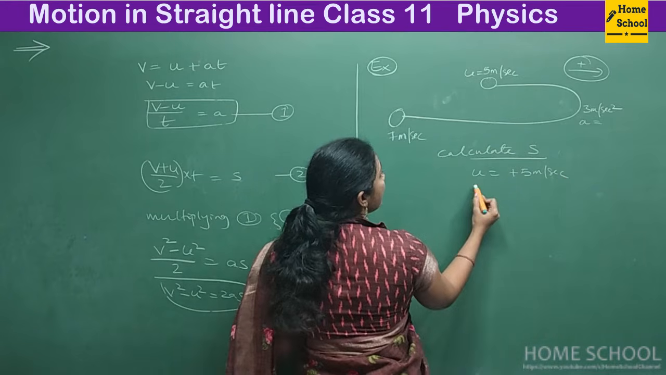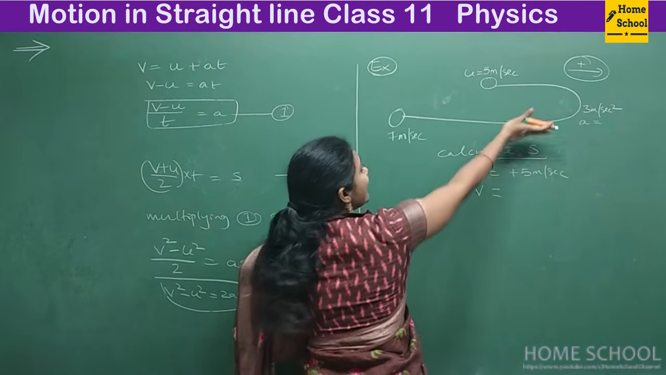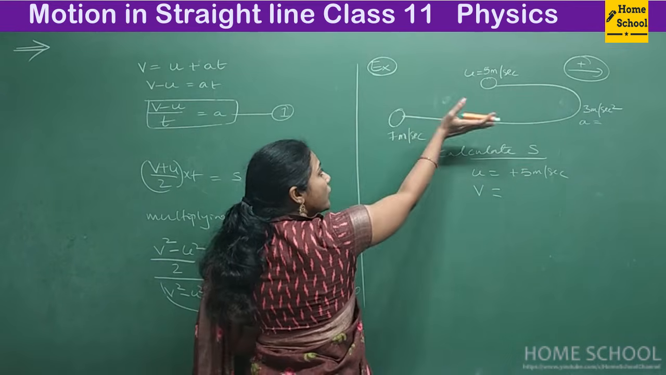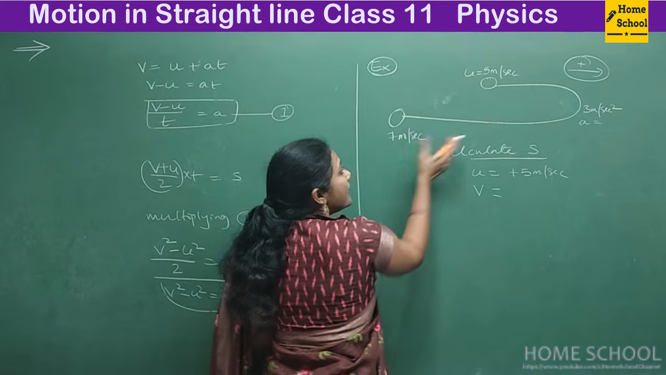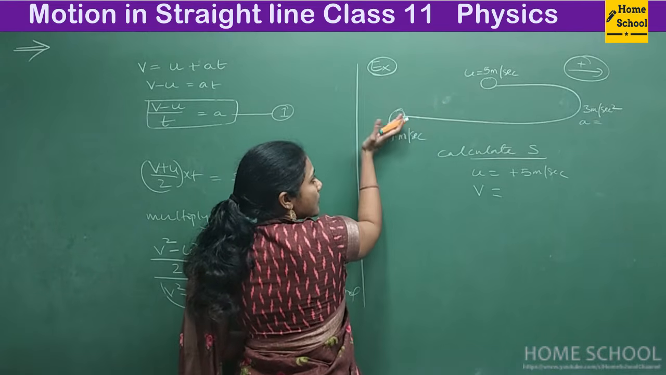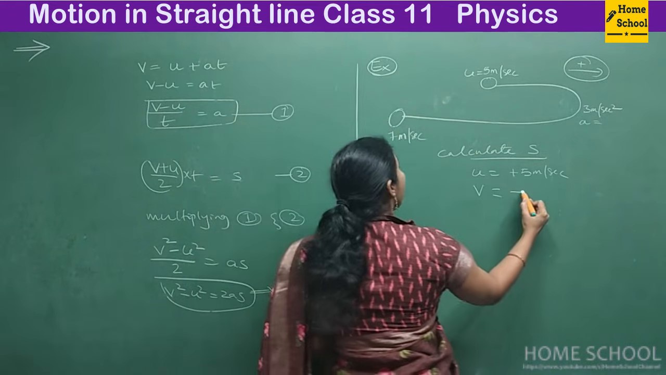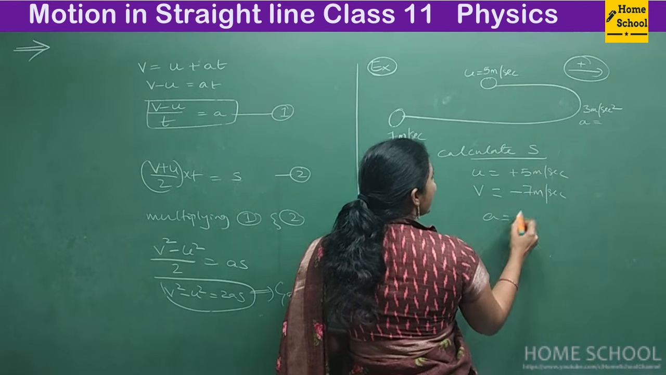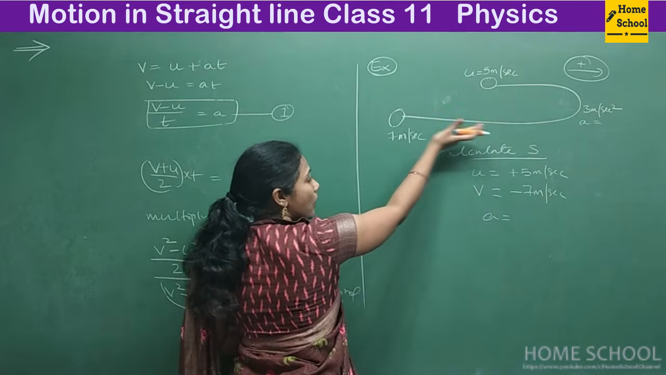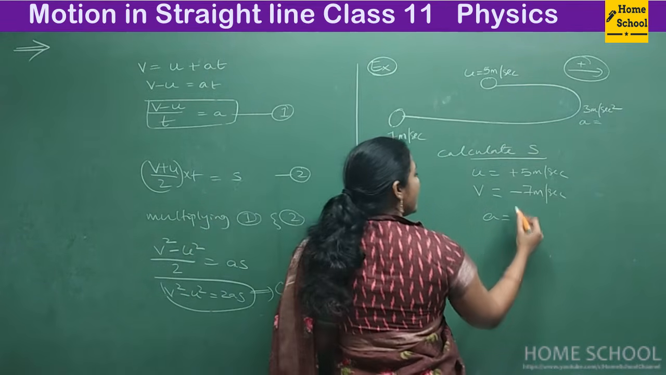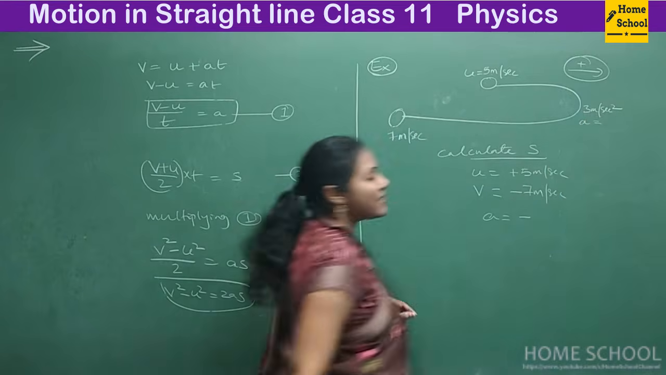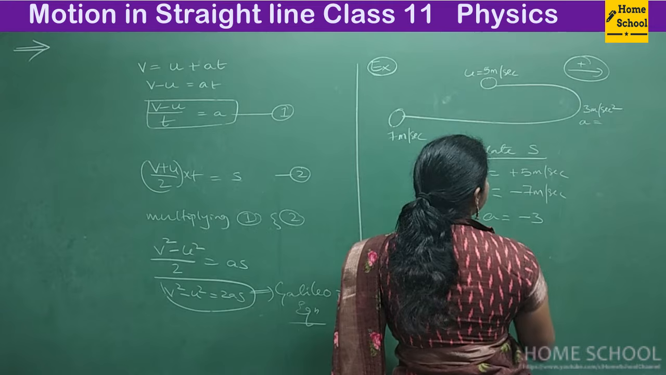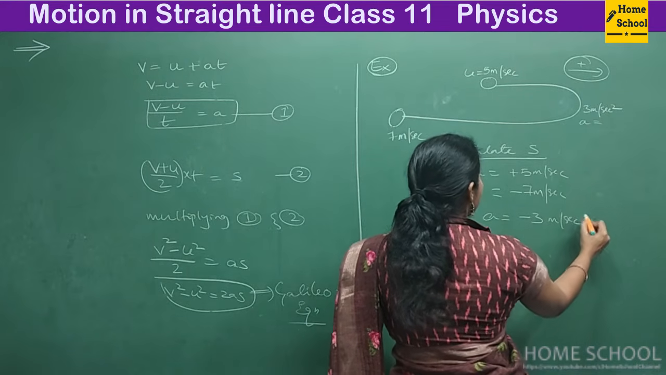What is the sign for v? The ball is coming backward, right? It took a U-turn and it's coming backward. If an object is moving in this direction, then the final velocity is minus 7 meter per second. And what is your acceleration? The object is moving backwards, right? Acceleration also has to be considered with a negative sign, so it is minus 3 meter per second square.